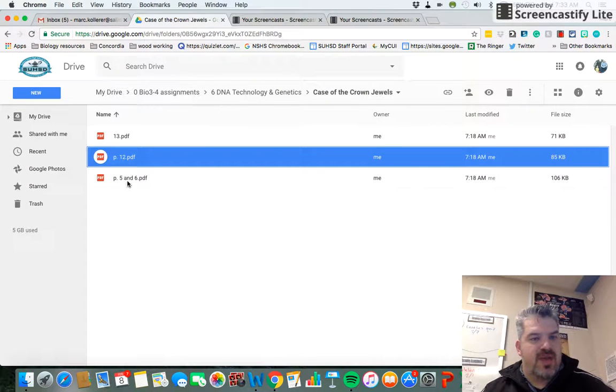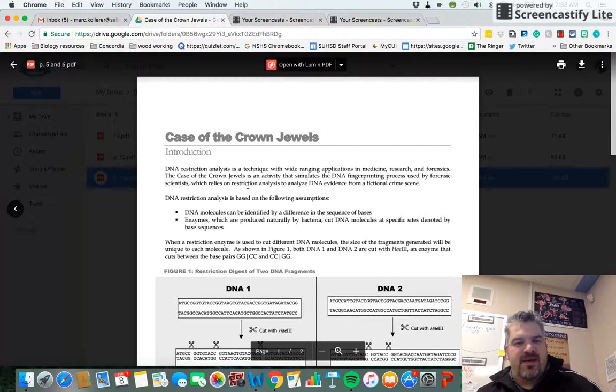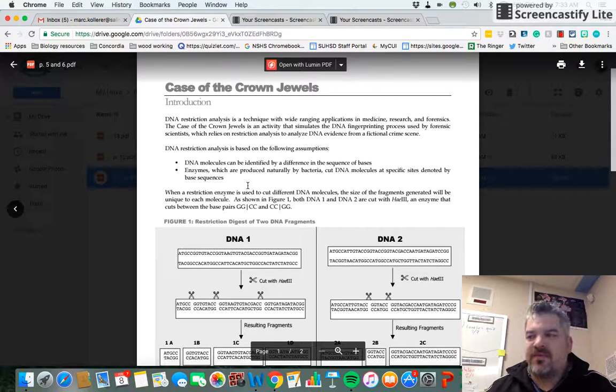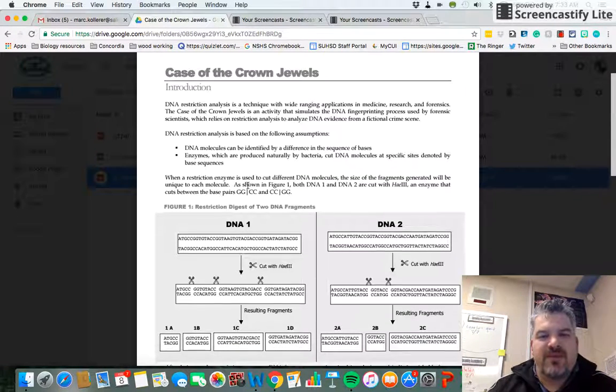Next, I'm going to page 3, and this basically gives you an overview of the first step in a gel electrophoresis, which is the restriction enzyme. So we watched a video on restriction enzymes on Friday, but basically a restriction enzyme is an enzyme that cuts DNA, and it cuts DNA in a specific place.